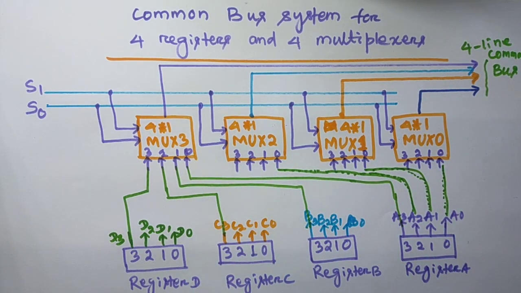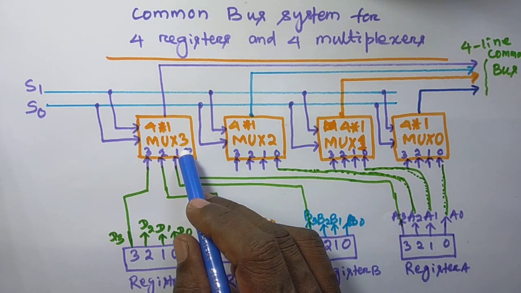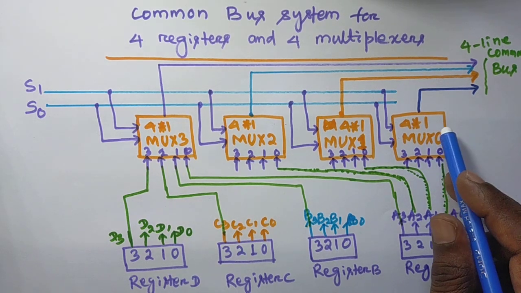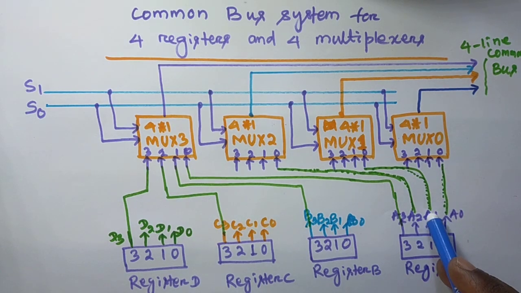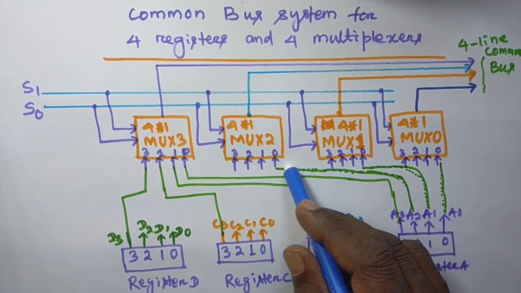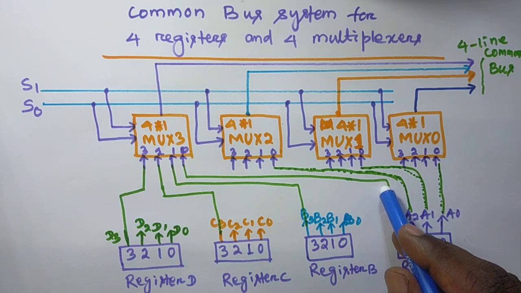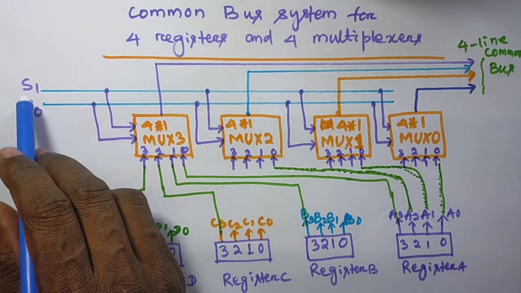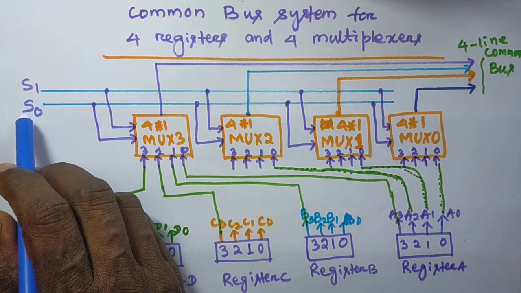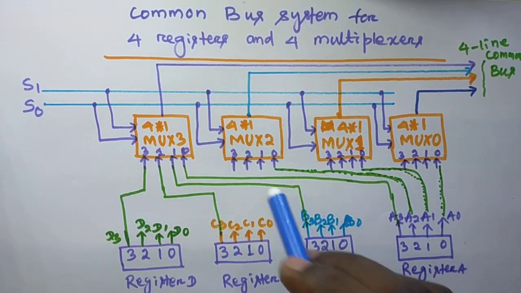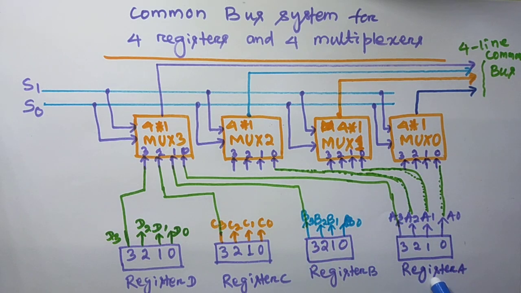0 will be activated. So who will provide the data at that 0 position? Only A, because you see, A0 connects to the 0 of multiplexer 0. Again, A1 connects to the 0 position of multiplexer 1, A2 connects to the 0 position of multiplexer 2, A3 connects to the 0 position of multiplexer 3. That means once the two selectors decide only the 0 0 value, that 0 will be activated and such data is provided by register A.